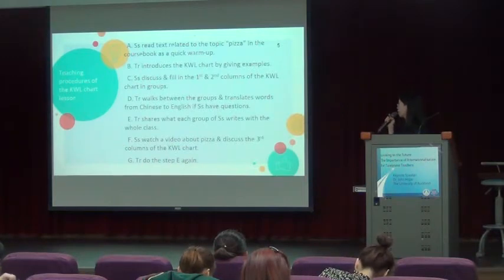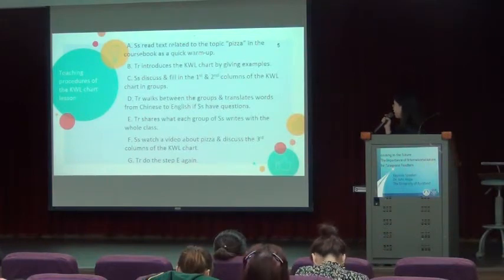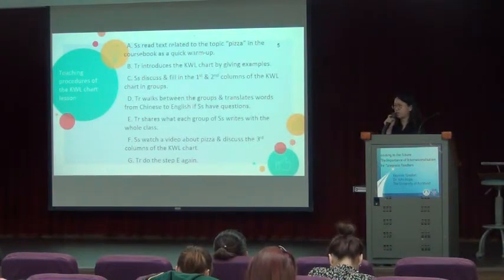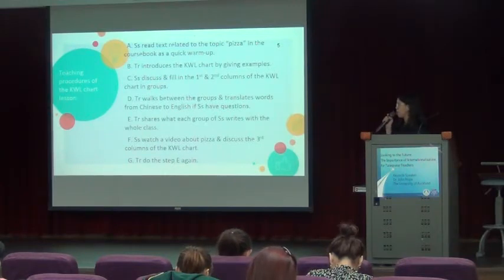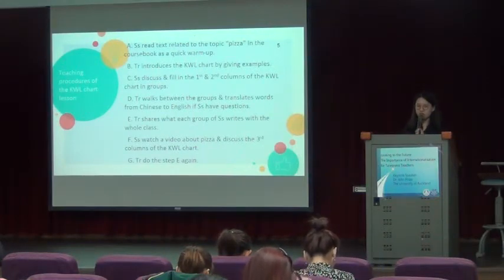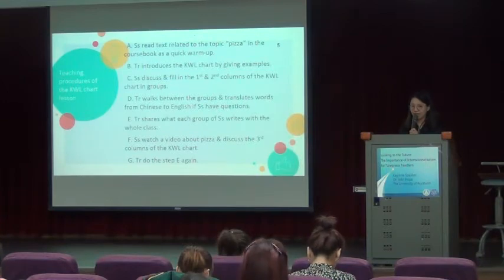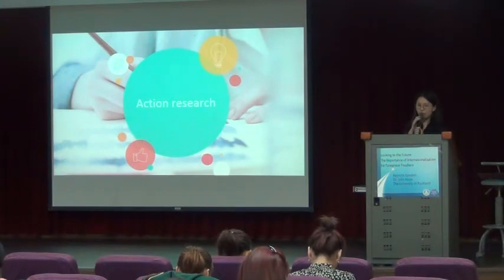And after that, students will watch a video about pizza and discuss the third column of the KWL charts after they watch that video. And the last step is the teacher will repeat step E. That is, I will share what students write in their KWL charts with the whole class. So that's the teaching procedure of a KWL chart lesson. And now I would like to move on to my action research.